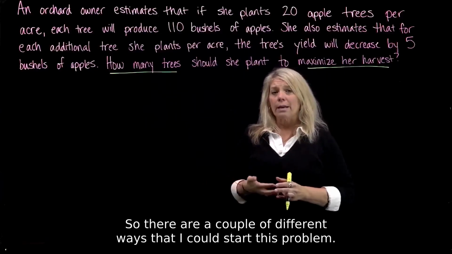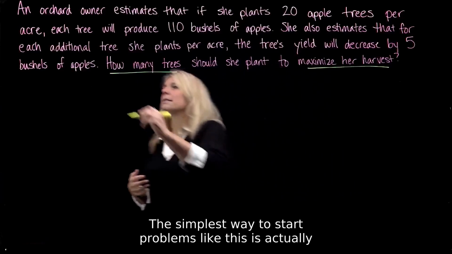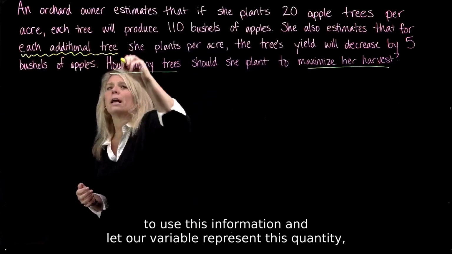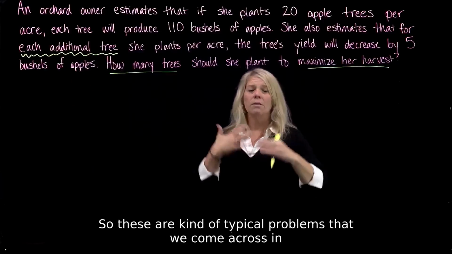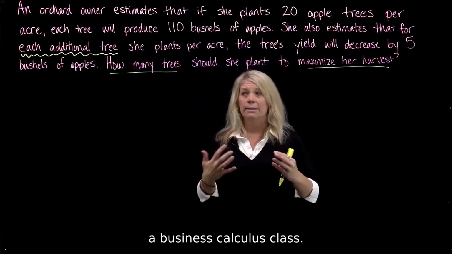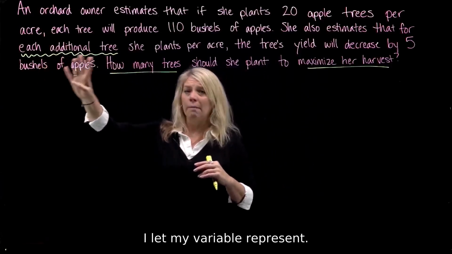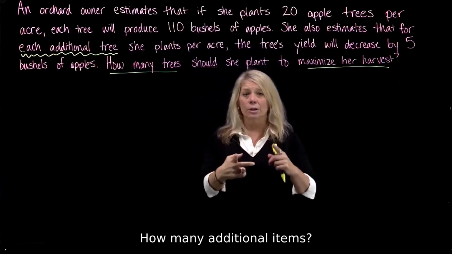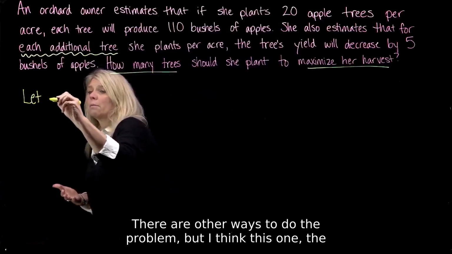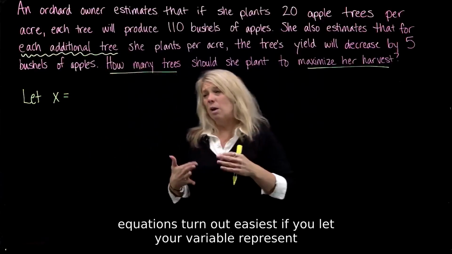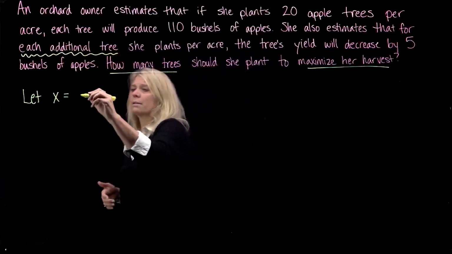So there are a couple of different ways that I could start this problem. The simplest way to start problems like this is actually to use this information and let our variable represent this quantity, each additional item. So these are kind of typical problems that we come across in a business calculus class. And whenever I do any problems like this, this is usually what I let my variable represent, how many additional items. In this case, it's trees. There are other ways to do the problem, but I think this one, the equations turn out easiest if you let your variable represent how many additional trees.